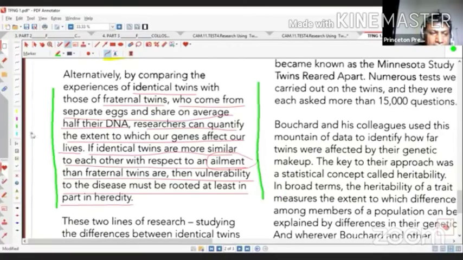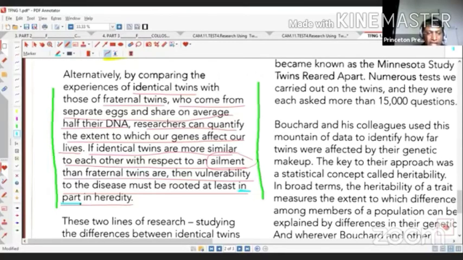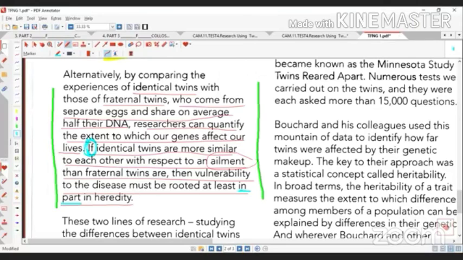This is the key, isn't it? Yes, sir, the "in part." In part in heredity, but it's obscure. I mean, maybe it's not given, sir. Most probably. If identical twins are more similar. Is the word "if" very important here? They're not sure. I think that could be the reason. If identical twins are more similar, our vulnerability must be rooted in part. I think they're not sure.